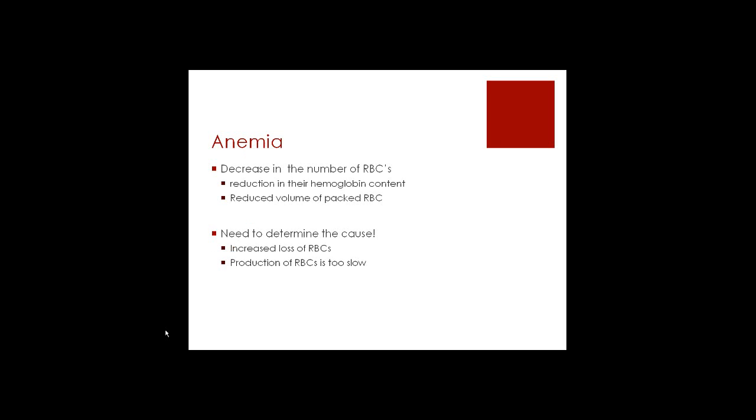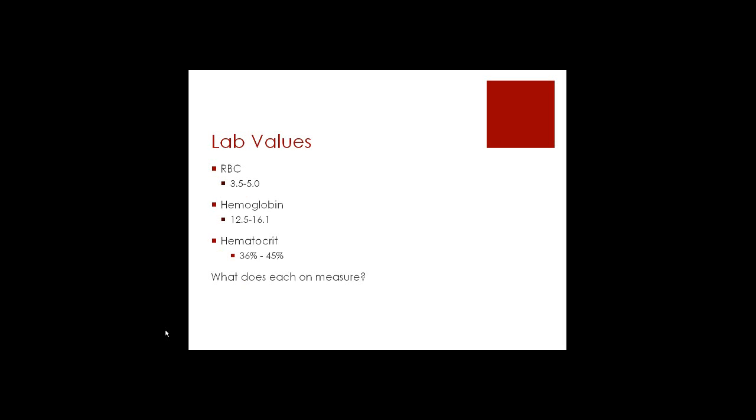Anemia in general is really just a decrease in the number of red blood cells. It also reduces their hemoglobin content and the volume of packed red blood cells. At the end of the day, you really just need to determine the cause. What's causing your anemia? It could be from an increased loss, like overt bleeding or hemorrhage, or it could be a problem with production, where the production is too slow.